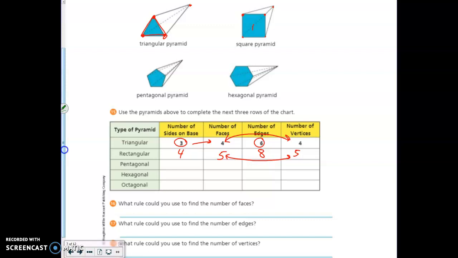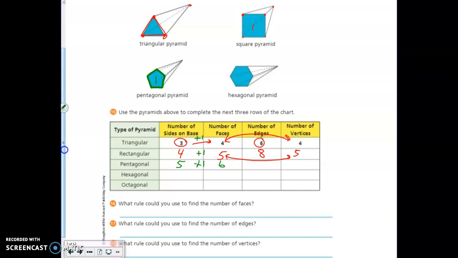All right, so pentagonal pyramid. Pentagons have 5 sides. We got 1, 2, 3, 4, and 5. Let me shrink the size of my ink here just so we can go that way. So we are looking at a 5 here in pentagonal sides on a base. Number of faces. Well, we've got 1 bottom and 5 faces going up from those bottoms for a total of 6. So again, just like before, plus 1.